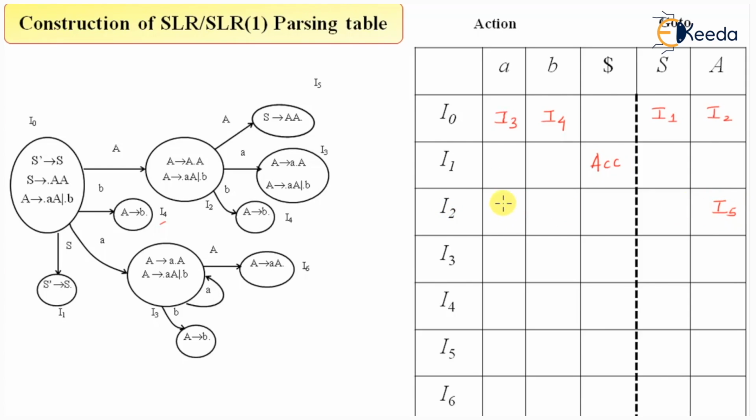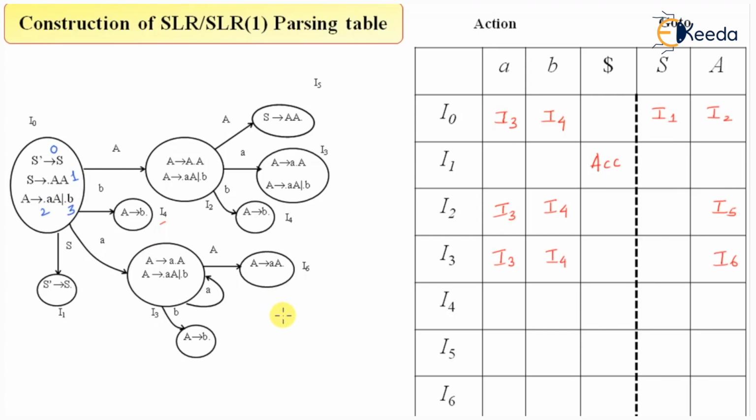On input small a, I3. On input B, going to the state I4. I3 on input A, looping. I3 on input B, I4. On input capital A, it is going to the state I6. Now comes the reduction part, and let me just assign these few values over here. Let me call it 0, let me call it 1, this is 2, and this is 3.